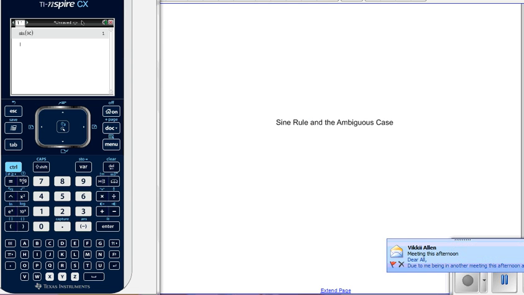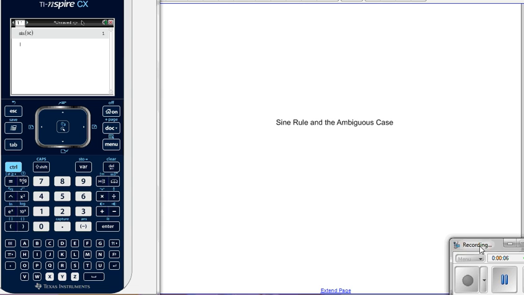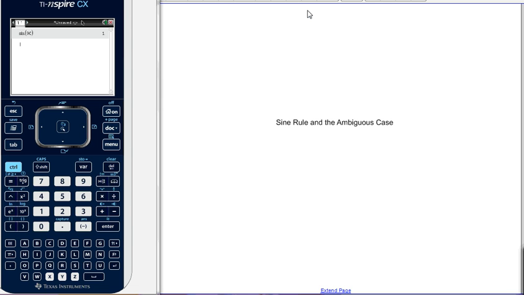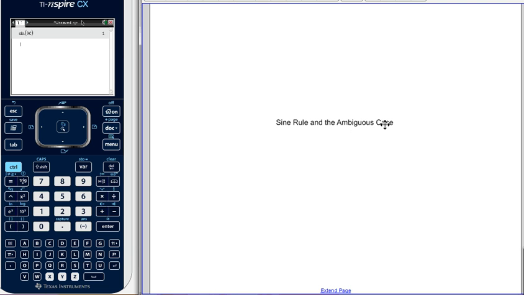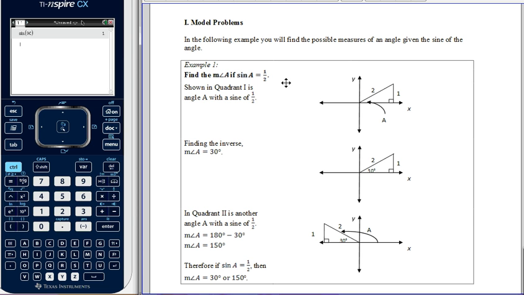Okay, so today we're going to look at what's called the ambiguous case with the sine rule. It's just a couple more steps added onto the sine rule that we need to be mindful of when we're doing the law of sines. By the way, the name, the ambiguous case, is not important. That's just what it's called in mathematics.